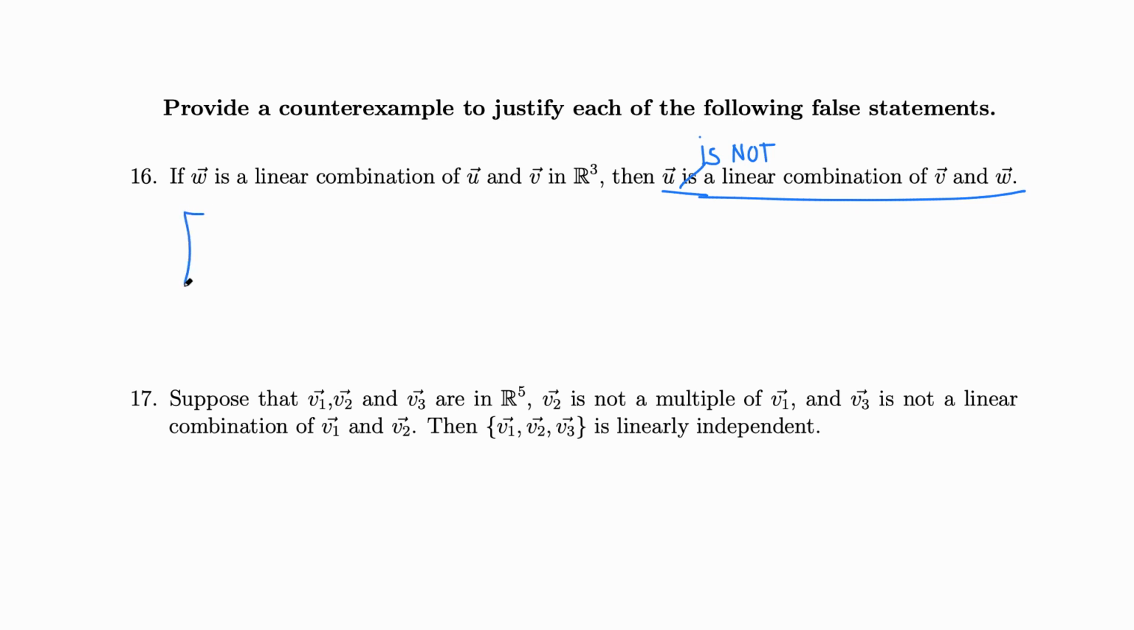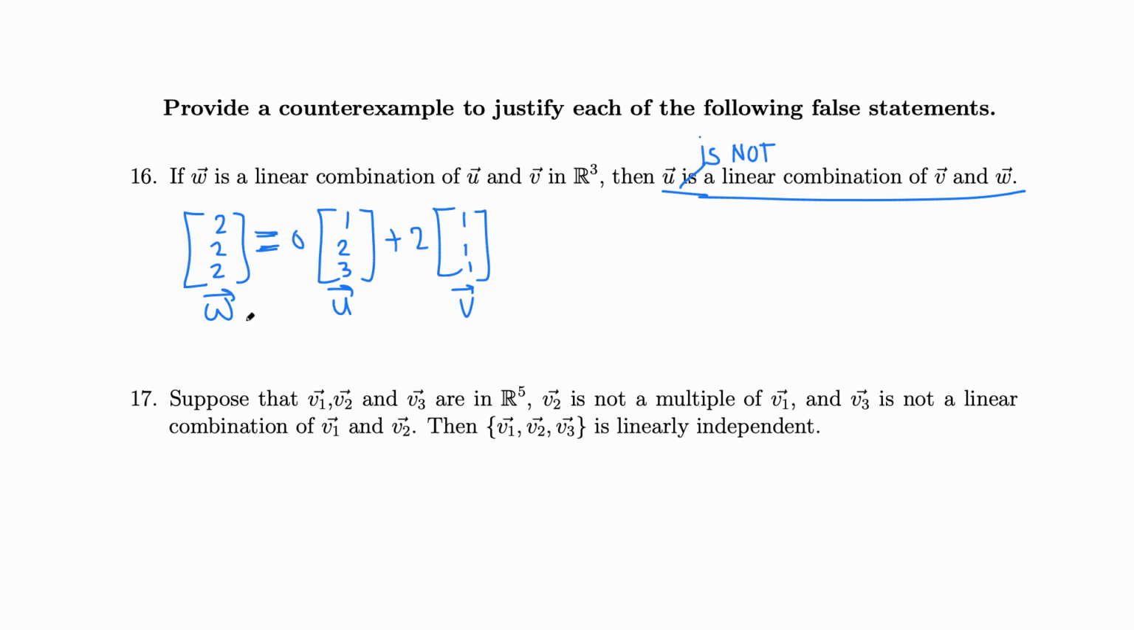Let's take W to be (2, 2, 2), which equals 0 times U, where U is (1, 2, 3), plus 2 times (1, 1, 1). So this is W, U, V. I just wrote W as a linear combination of U and V. 0 times this is 0, and now we have (2, 2, 2).